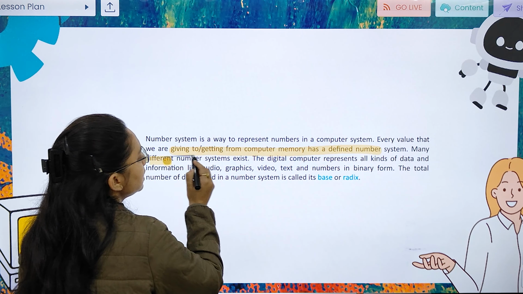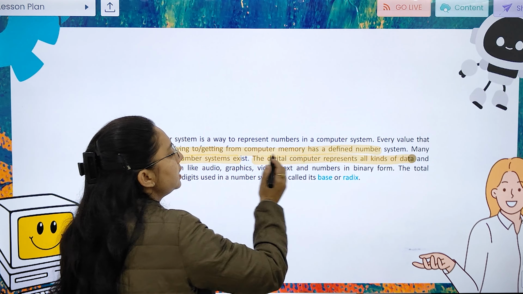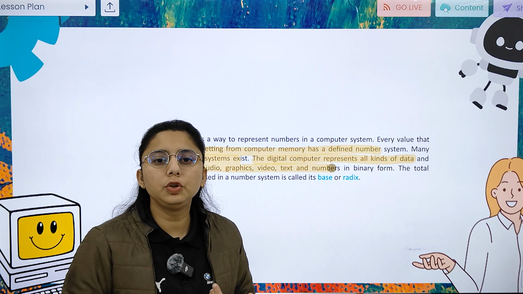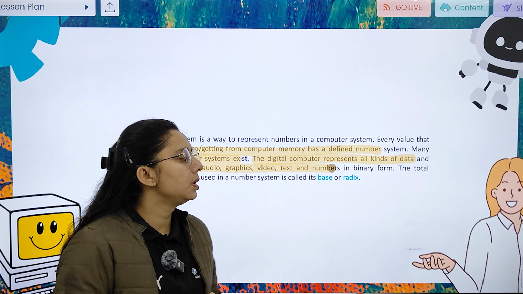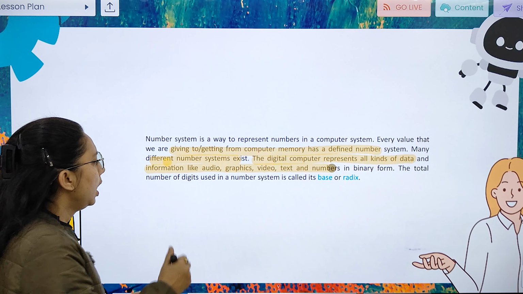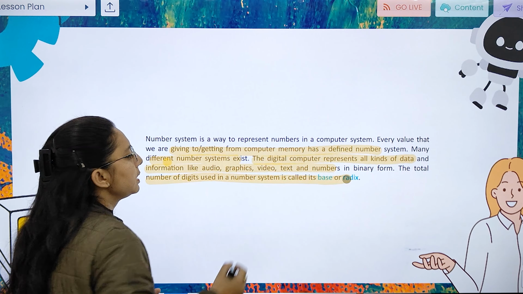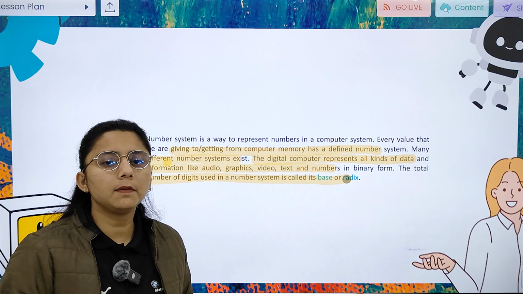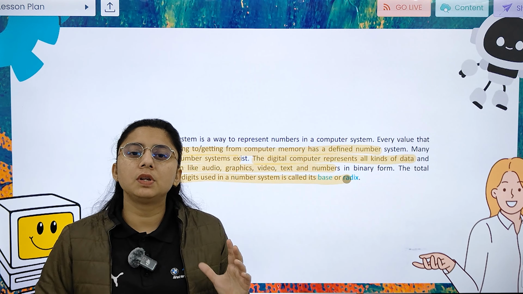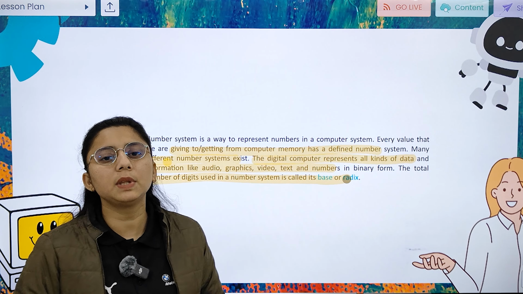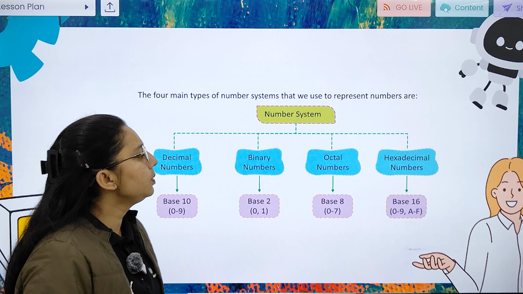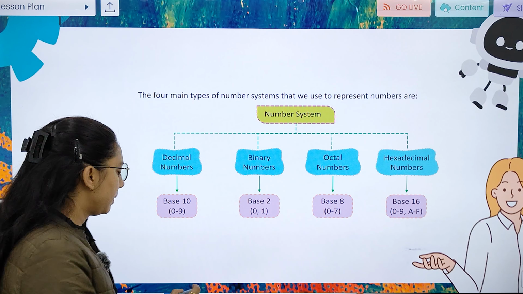Now many different number systems exist. A digital computer represents all kinds of data and information, like audio, graphics, video, text and numbers, in a binary form. The total number of digits used in a number system, what is it called? Base or radix. Whatever total number of digits you are using in a computer system, that is known as base or radix. We have 4 different number systems.